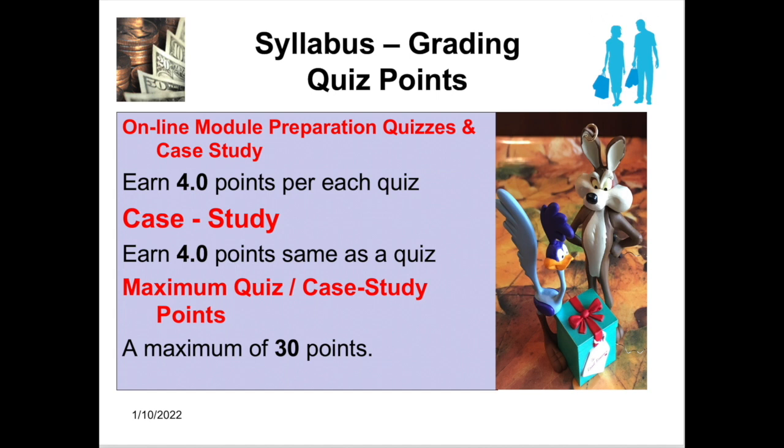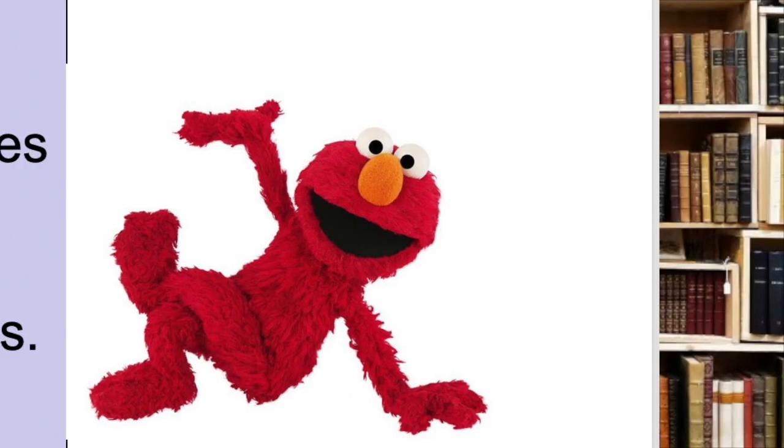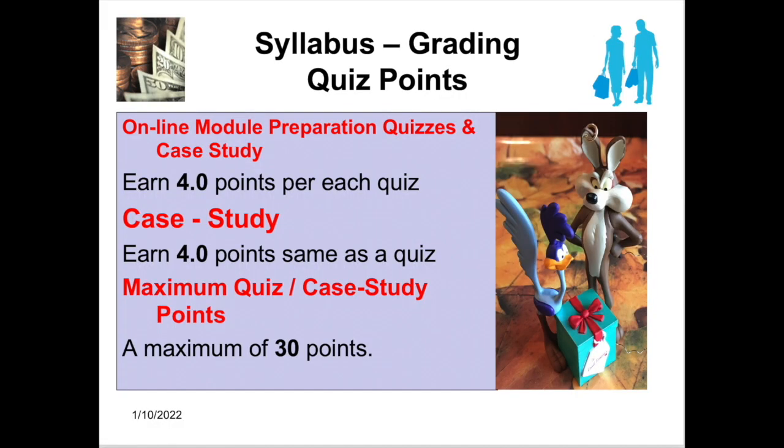You also will be doing one case study in this class, and that will be included with your quiz points. That case study will help you consolidate your understanding of ratio analysis. So in total, you can earn up to 30 points by completing these online module preparation quizzes and the case study. As I mentioned earlier, you're going to earn participation points.